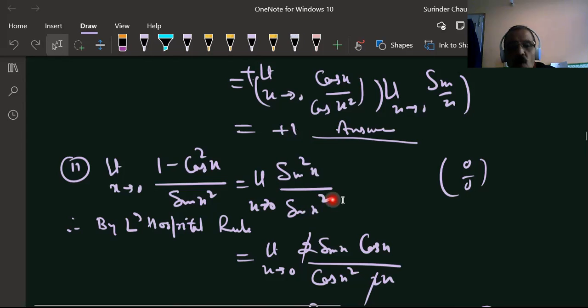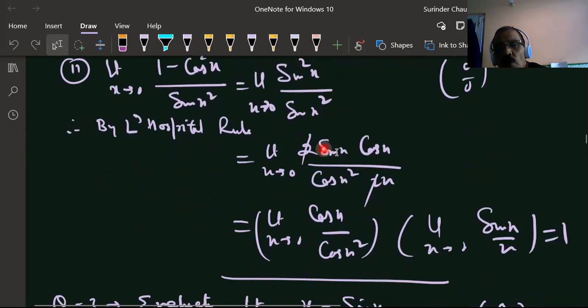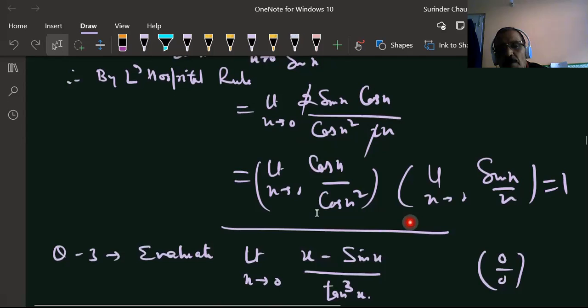So we can do it this way, or because it's a 0 by 0 form, you can straightaway differentiate this also. The derivative of sin square x is equal to 2 sin x cos x, and the derivative of sin x square is cos x square times 2x. You cancel. Now separate them: sin x upon x is 1, cos x upon cos x square is 1, limit x tends to 0 of sin x upon x is equal to 1. So it is 1 upon 1, the same.